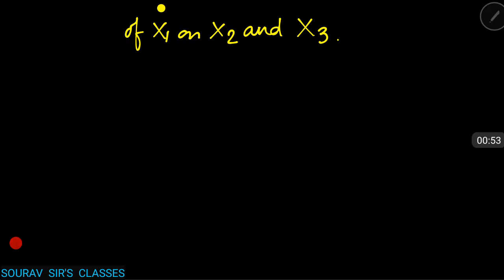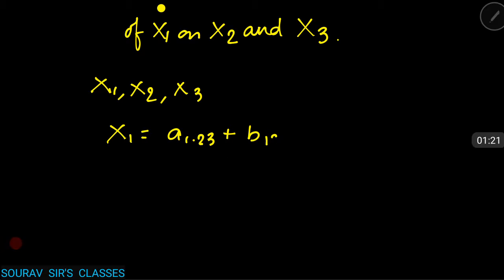The procedure for studying multiple regression is similar to the one we have for simple regression, with the difference that the other variables are added in the regression equation. If there are three variables x1, x2 and x3, the multiple regression has the following form: x1 is equal to a 1.23 plus b 12.3 into x2 plus b 13.2 into x3.